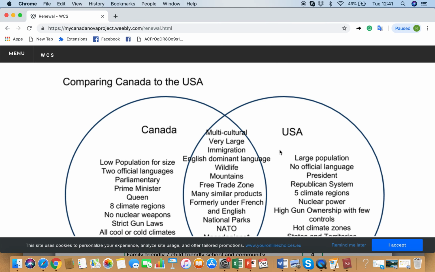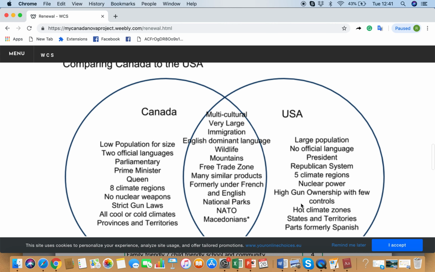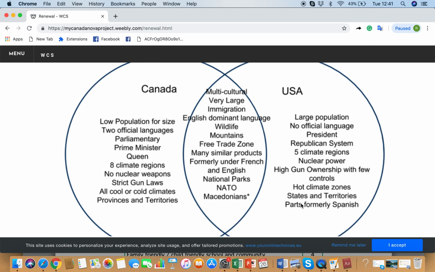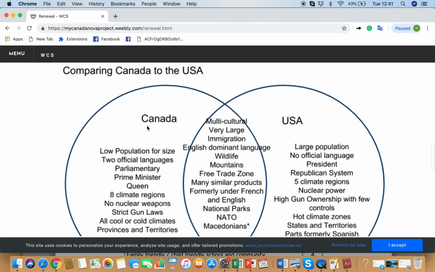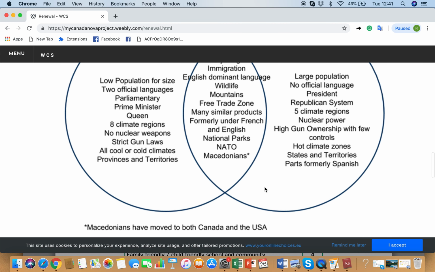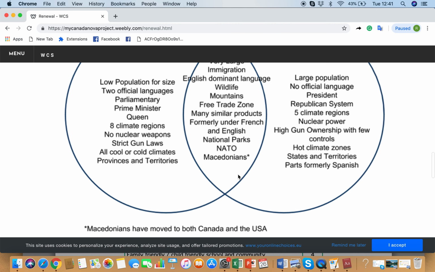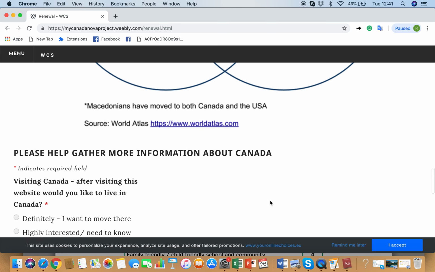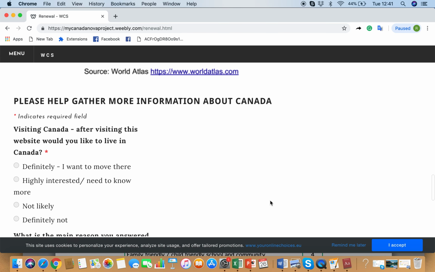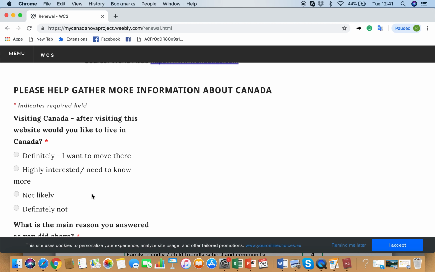I also made this Venn diagram. This is compulsory that you have a Venn diagram. You can do it by hand and take a photo, or you can do it through a template like on Google Docs or on Word for a Venn diagram. So this is comparing Canada and the USA. I included the fact that both countries have Macedonians. We learned about the diaspora of Macedonians and the source, and I put an asterisk to explain the inclusion of Macedonia on that Venn diagram.